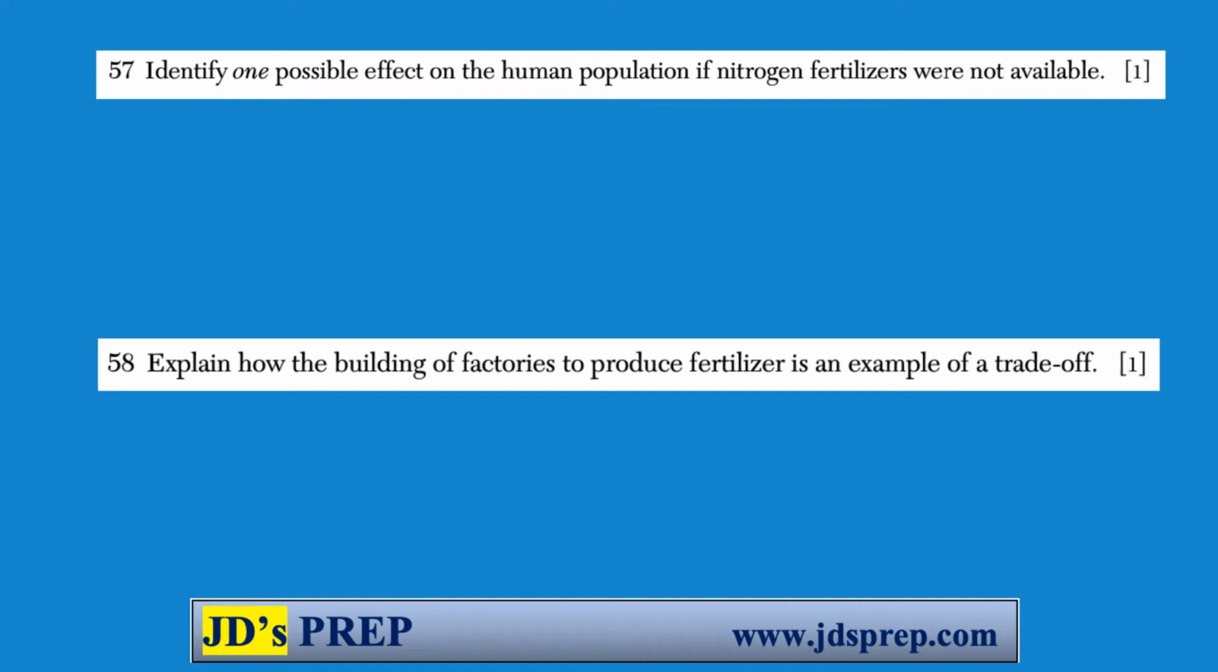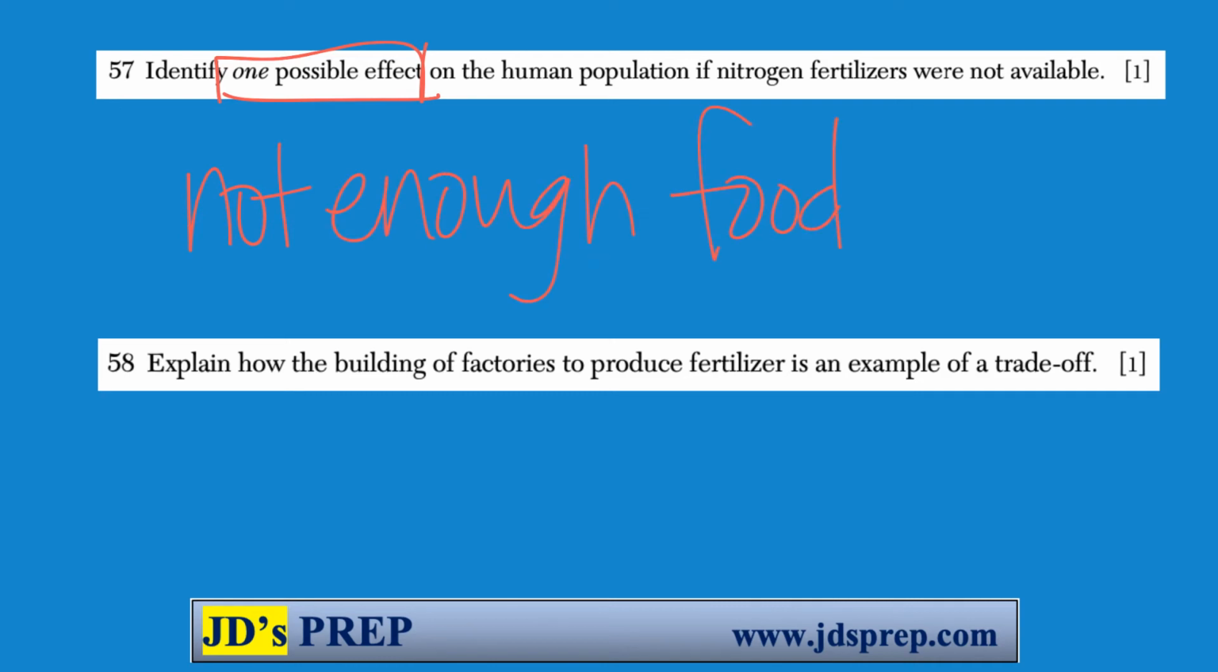The next question asks us to identify one possible effect on the human population if nitrogen fertilizers were not available. It's been made clear that those nitrogen fertilizers are what is supporting the amount of food production that we have. So if we don't have those nitrogen fertilizers, we would have not enough food. You could take that in a couple directions. You could talk about people starving. Maybe more humans are malnourished. Probably the human population would decrease. All of those are things that would result from not enough nitrogen fertilizers to help grow the amount of food that we have.